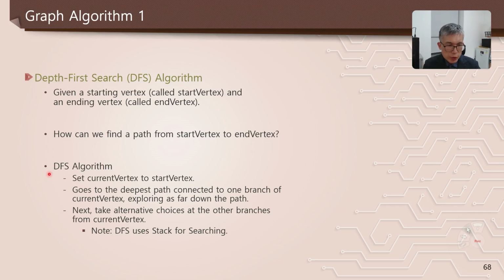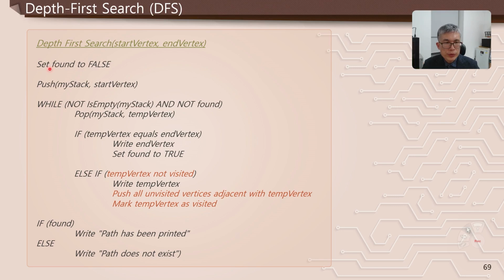So here is the DFS algorithm sketch. Set the current vertex to the start vertex and go down the deepest path connected to one branch of the current vertex, running as far down the path as possible. Next, take alternative choices at the other branches from the current vertex. So note, DFS uses a stack for searching. Now let's see the pseudocode here. Pseudocode is symbolic logical code rather than a specific language like C, C++, Java, or Python.